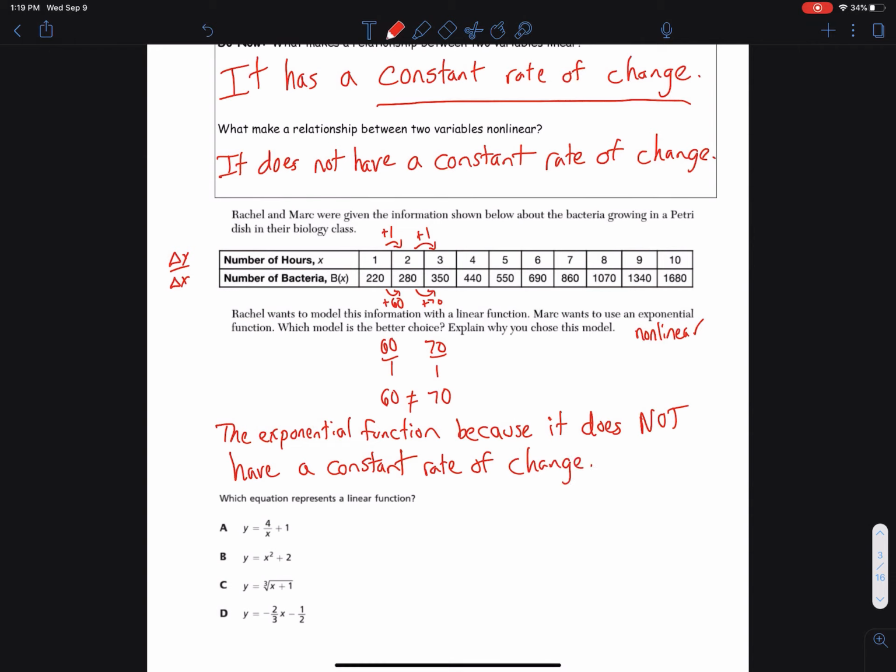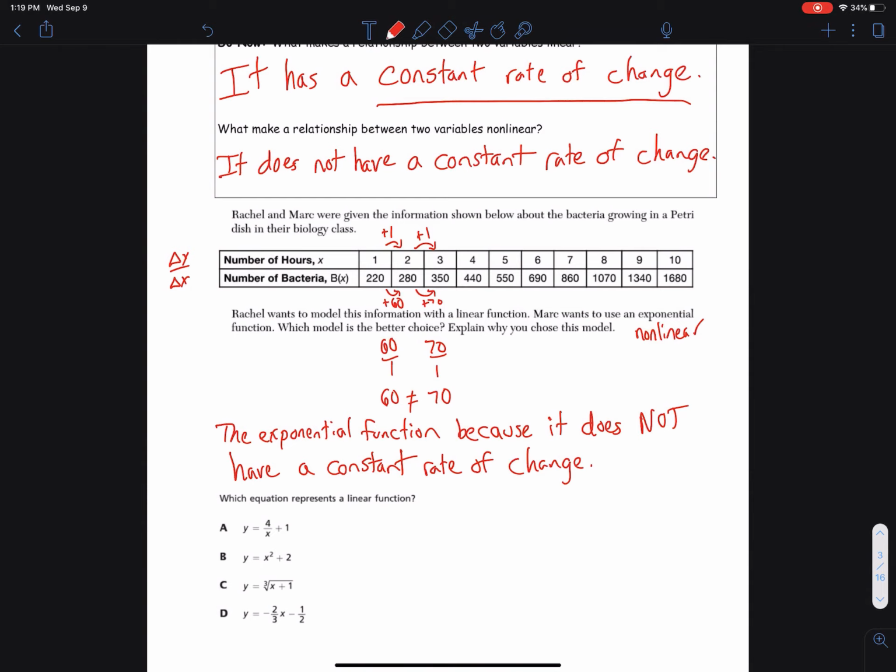So let's take a look at the next question. And before we do, I can't stress this enough: if it asks you if it's linear or exponential, or linear or nonlinear, just say if it's linear, constant rate of change. For exponential or nonlinear, not a constant rate of change. That will always be a great explanation.